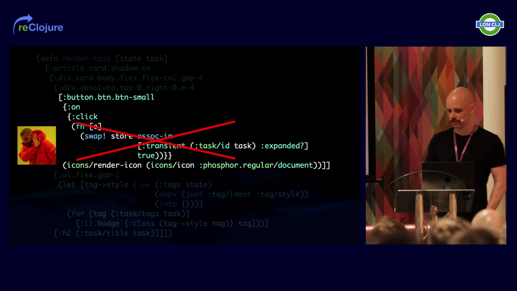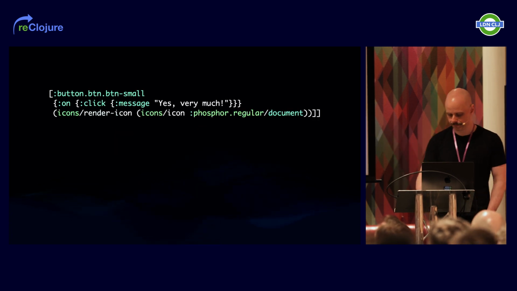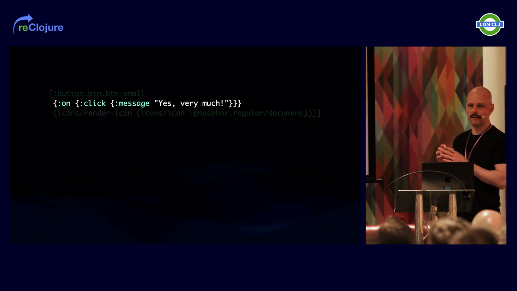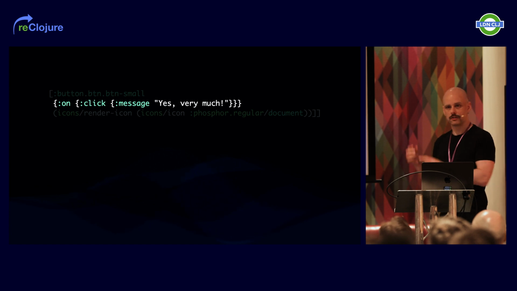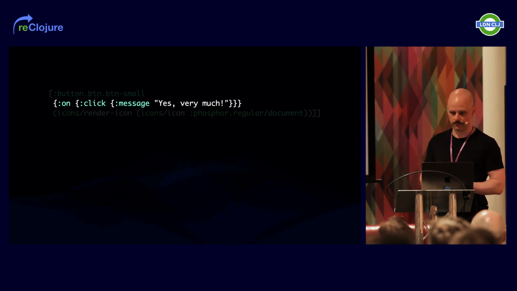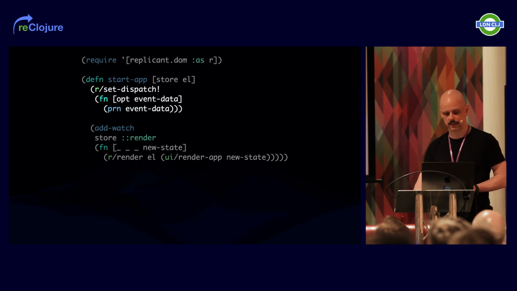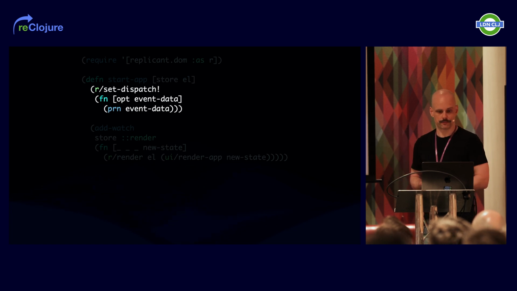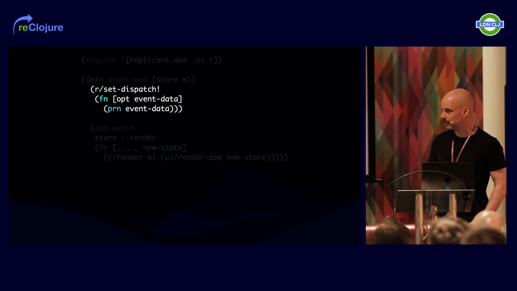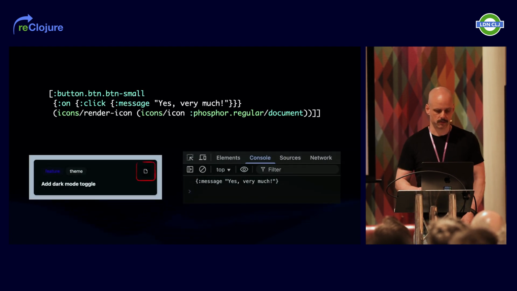Replicant has an alternative solution. Instead of the function, we could put some data on the event handler. Arbitrary data. Replicant doesn't care what you put here. But when you do, you have to tell Replicant what to do with this data when the event triggers. And we can do that from the main function by calling set-dispatch, which essentially sets up a global event handler that will be called with the event data you put in your view. So I'm just printing it here to get familiar with it. We'll get a button that looks like this. If you click it, it'll print to the console.